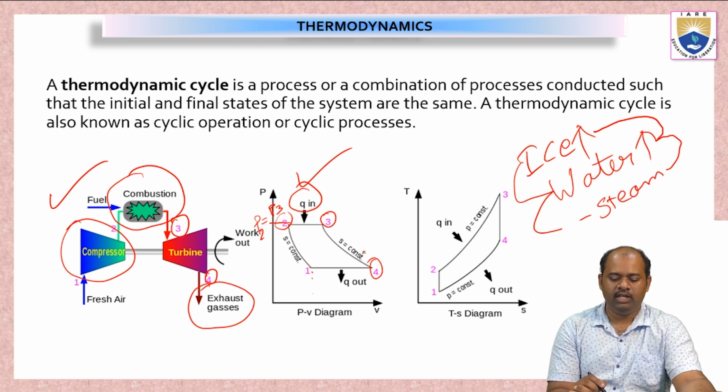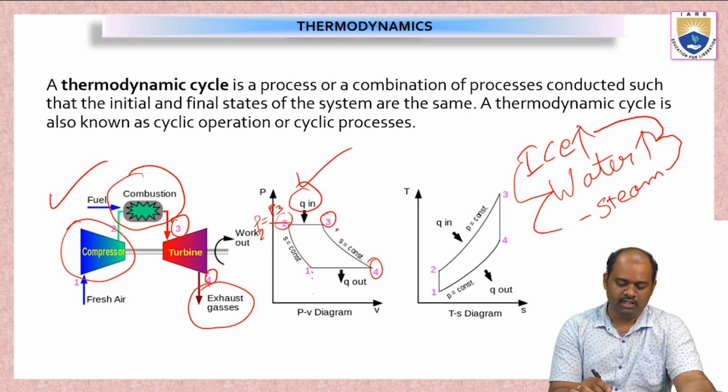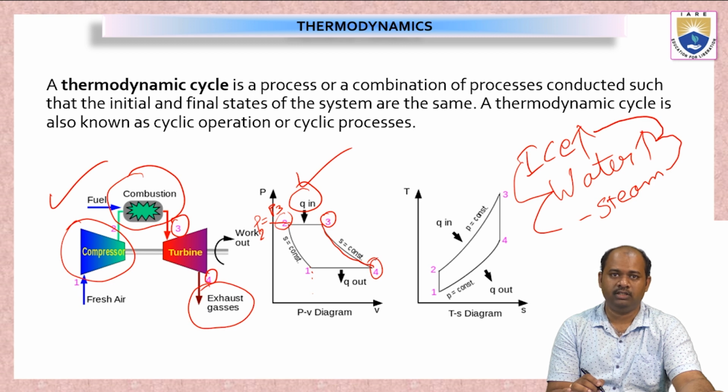Now, between 3 and 4, we can see the pressure is decreasing. Pressure drop will be seen. Between 3 and 4, we have seen the pressure will be decreasing and volume will be increasing. Pressure drops and volume increases.